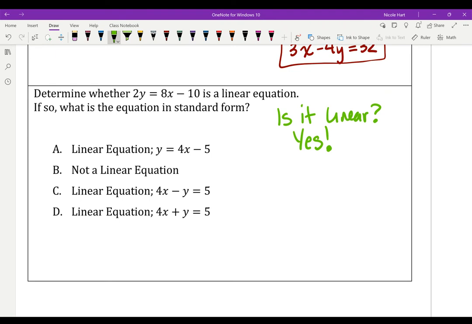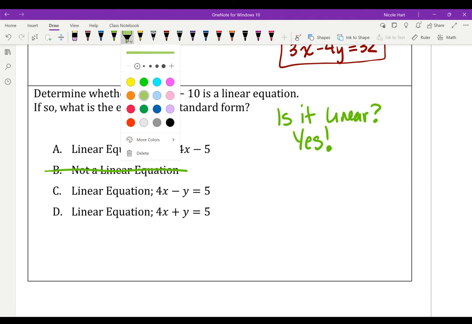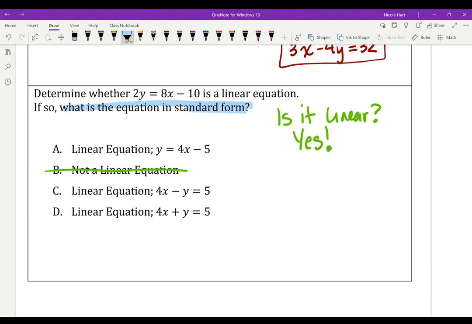So if I look at my answer choices, I have A is a linear equation, B is not a linear equation. So B is definitely out of the running because this is definitely a linear equation. C and D both say linear equation. So we're good there. The second part of our question specifically says, what is the equation in standard form? Standard form is ax plus by equals c. So we would need it to be in the same format.